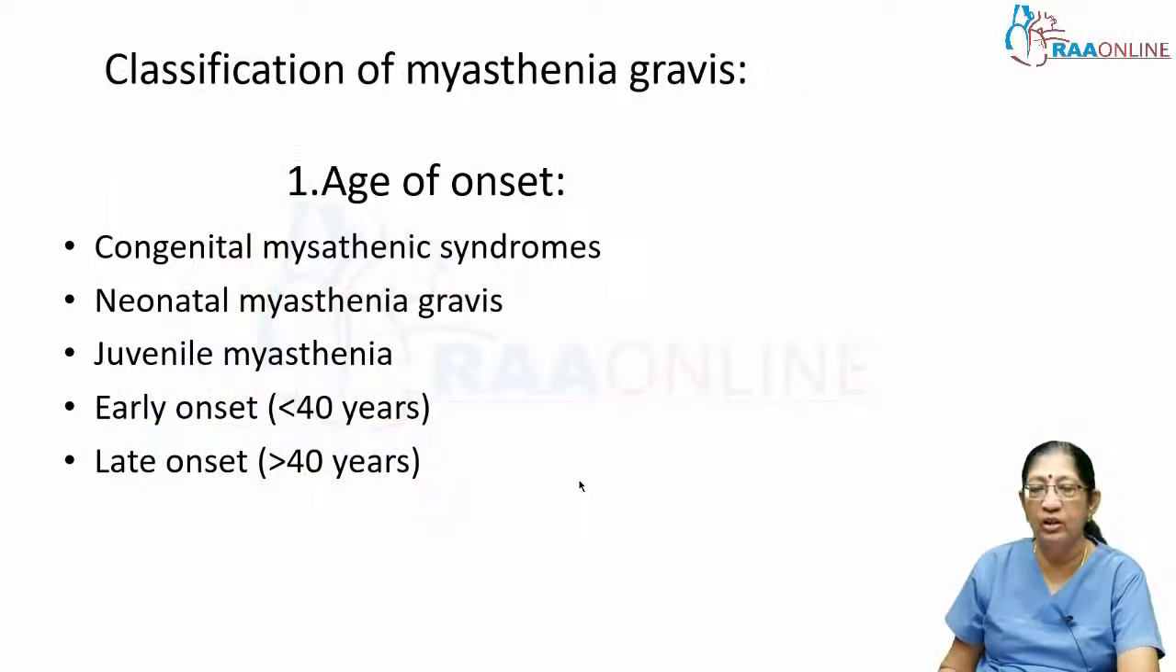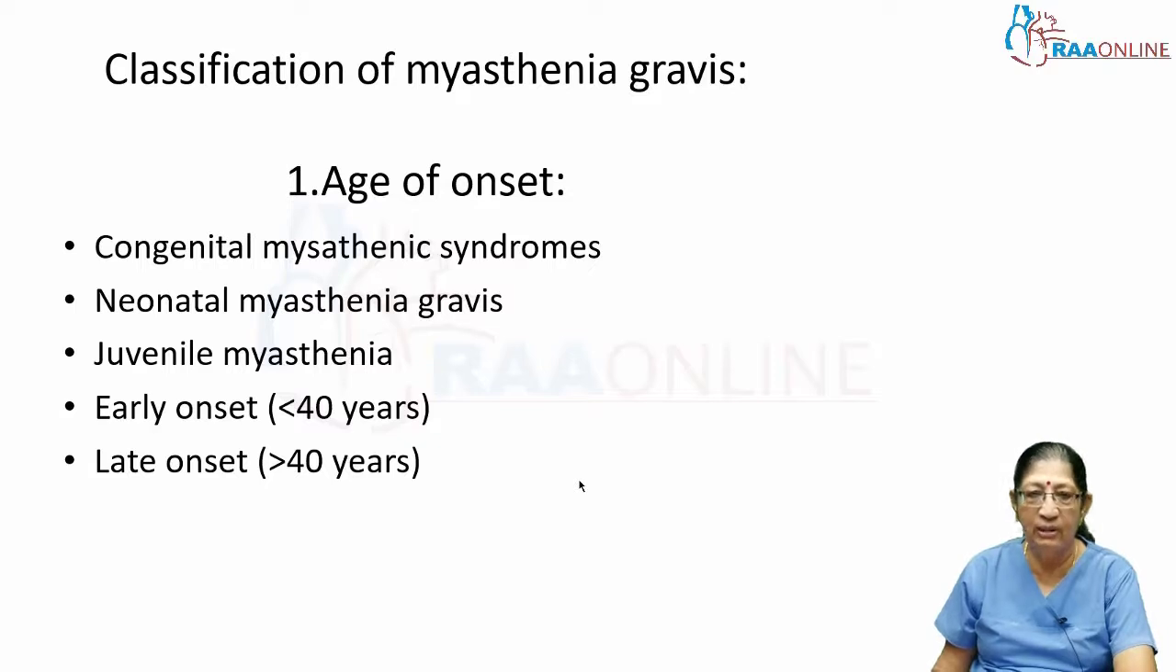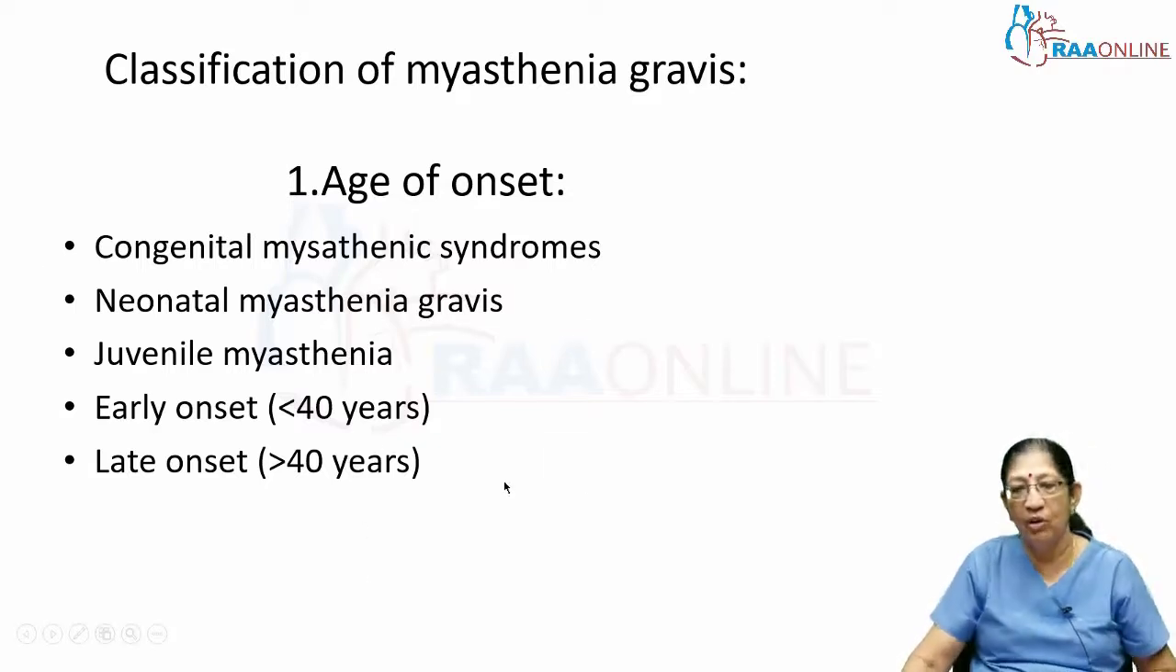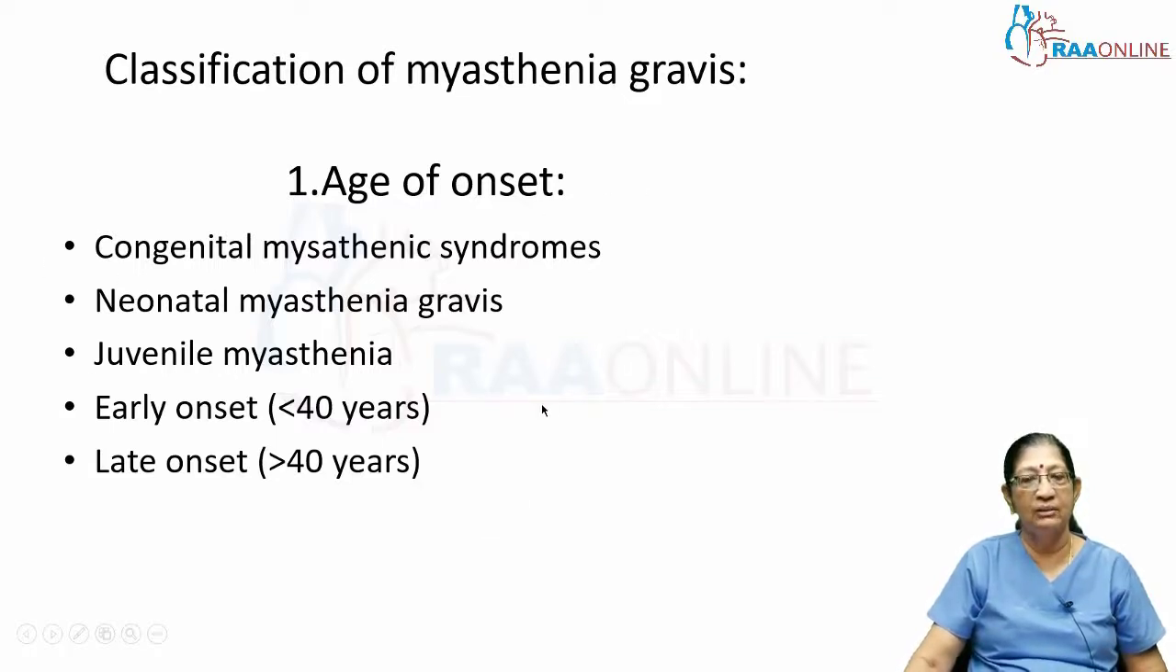Having seen the pathology, the role of the thymus, and the role of antibodies, how do you classify myasthenia? Classification is helpful for further management. Depending on the age of onset, it can be congenital myasthenia, as the children are born with myasthenic syndromes, or neonatal myasthenia, usually a transient one, which is transmitted from the mother who is a myasthenic.